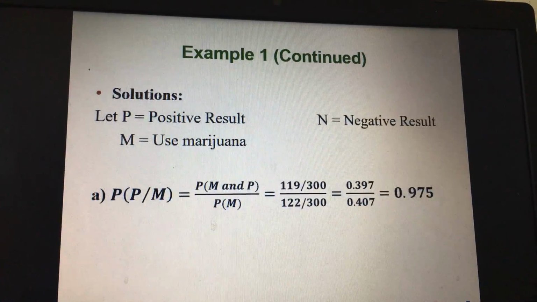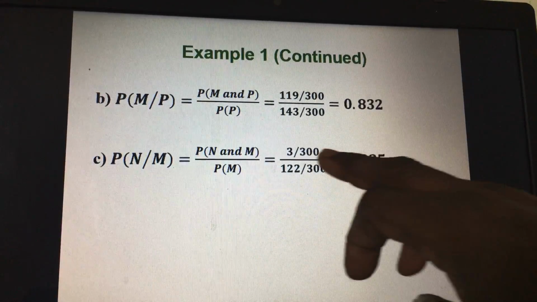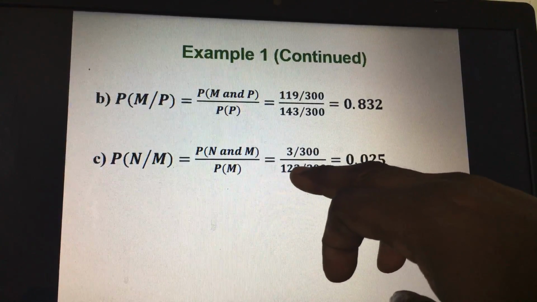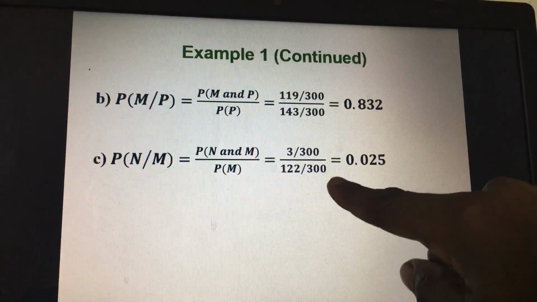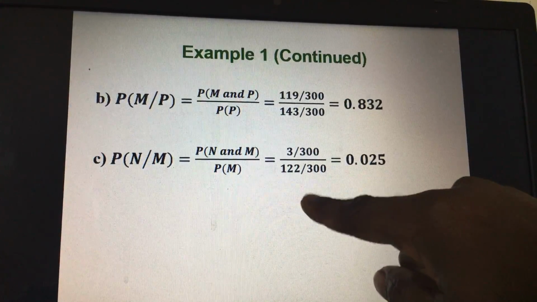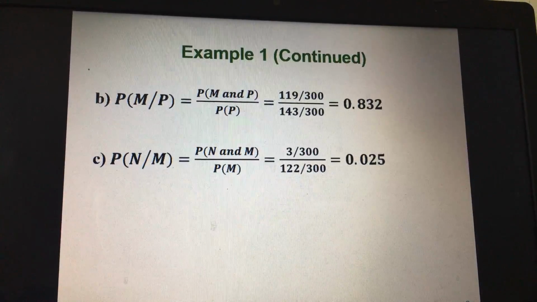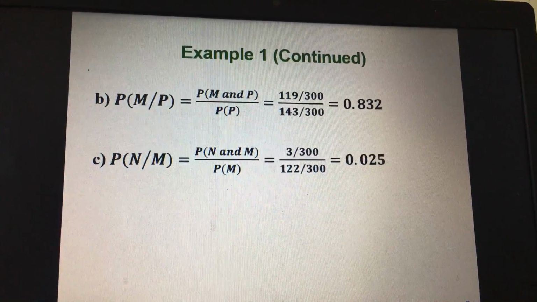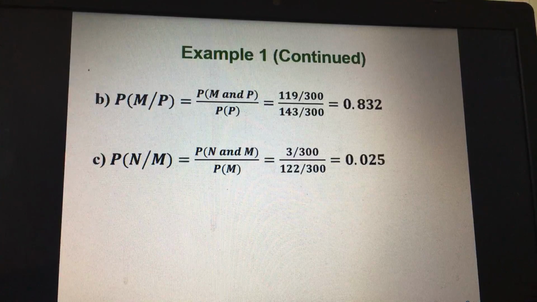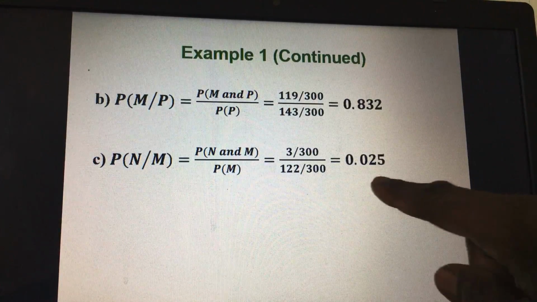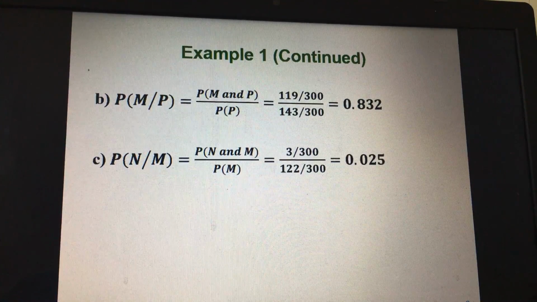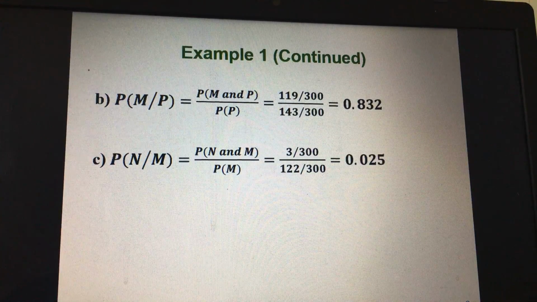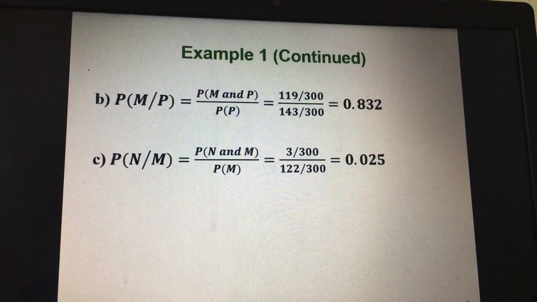So that he tested negative, given that he uses marijuana, when you put it in, is 122 out of 300. Put this in a calculator, the same method I showed you in the other example, and you get the result. There's only a 2.5% chance. 0.025 means a 2.5% chance that the subject will test negative, given that he uses marijuana. So that's basically what conditional probability is about.